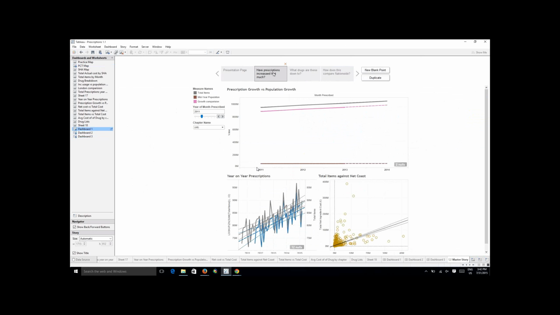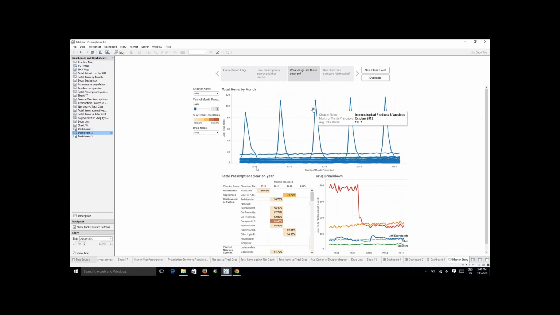And then I wasn't so sure about the third story point. So what drugs are these down to? This one, I've just clicked on it. I thought the subject of this is really the bottom right-hand chart. So the thing you're focusing on is the news article, and it picks out these specific drugs.